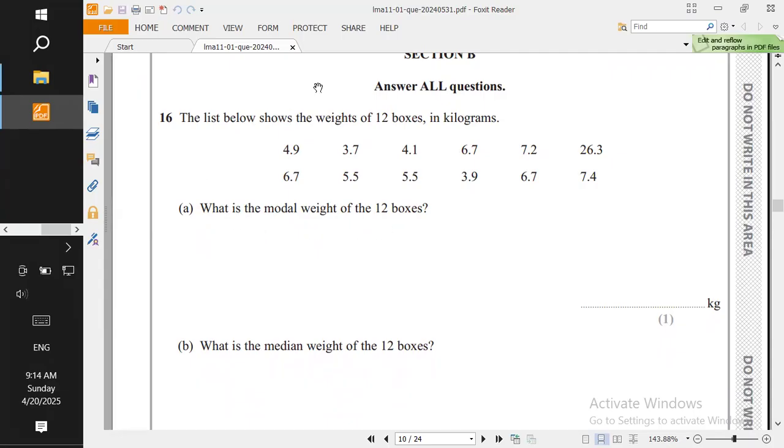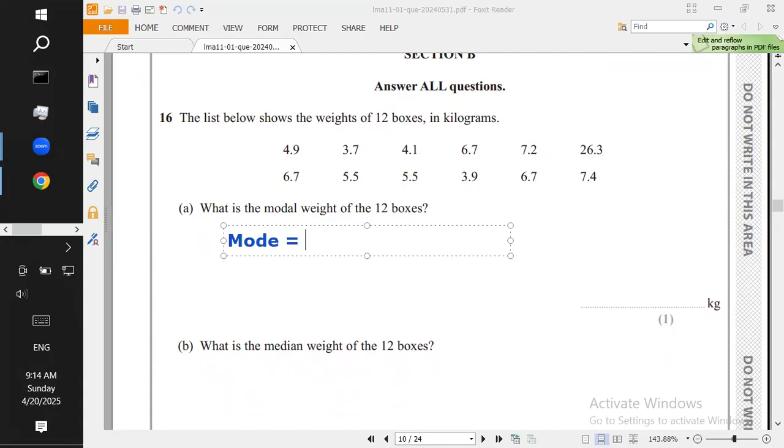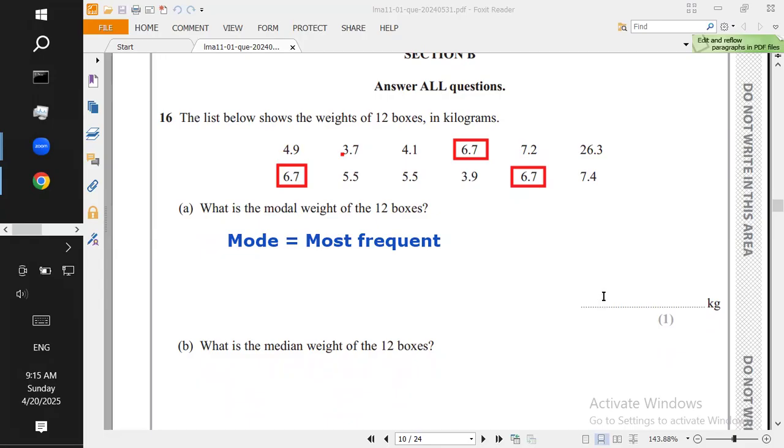Now we have to understand the meaning of the word mode or modal. We understand that mode means what? It means the most frequent, or the highest frequent number. Now, when we look at the data here and we want to find the most frequent number, we can see that 6.7 is repeated 3 times, and it's the most frequent number. So this means that 6.7 is the mode for this data.